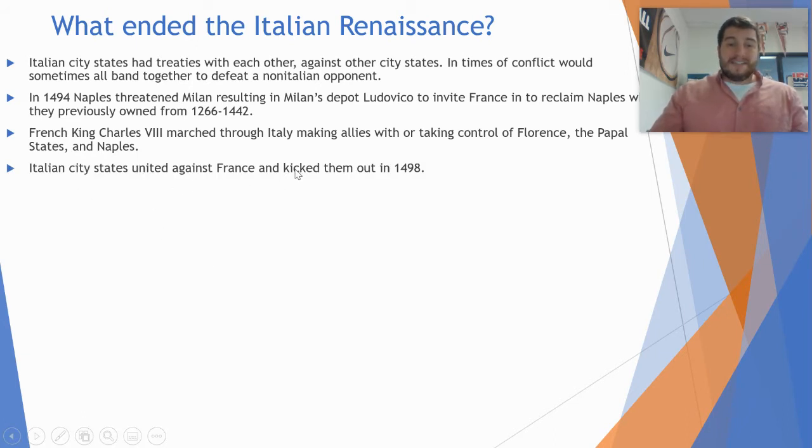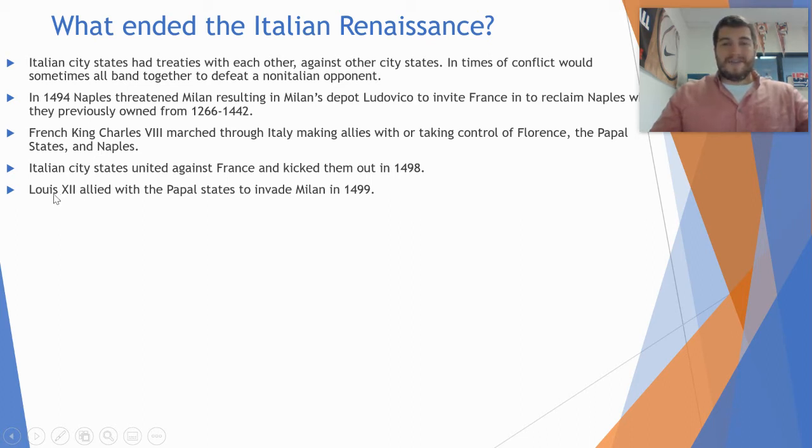So then Italian city-states all unite against France to kick them out in 1498. So France comes in, takes over, gets defeated, taken out. So later on, the next king of France, after I believe it was Francis the First, I might be wrong. I'm sorry, Charles the Eighth. After Charles the Eighth dies, Louis the Twelfth takes over and invades, allied with the Papal States, to invade Milan in 1499. So you can see it wasn't that long later. Here comes France again.